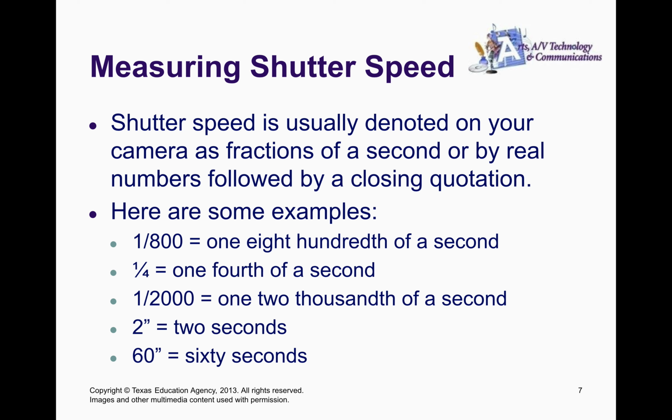Shutter speed is usually denoted on your camera as fractions of a second, or by real numbers followed by a closing quotation mark. So I told you before that you're going to have to learn a bunch of different numbers. The numbers that have an F in front of them, those are f-stops, right? That has to do with aperture. Shutter speed is always going to be in parts of a second. However, sometimes on the camera they look a little bit different, but it is fractions of a second. For instance, 1/800th of a second, 1/4 of a second, 1/2000th of a second, 2 seconds, 60 seconds, 2 hours.